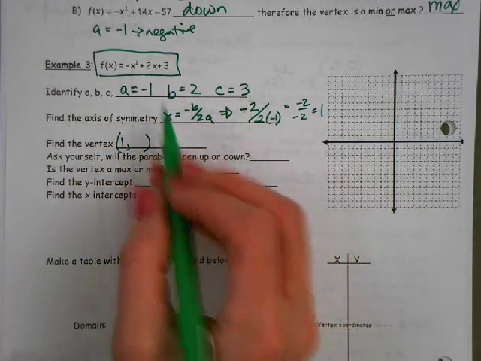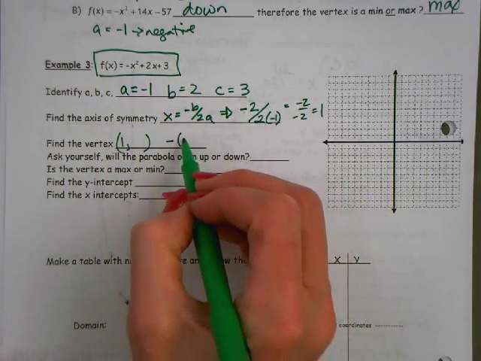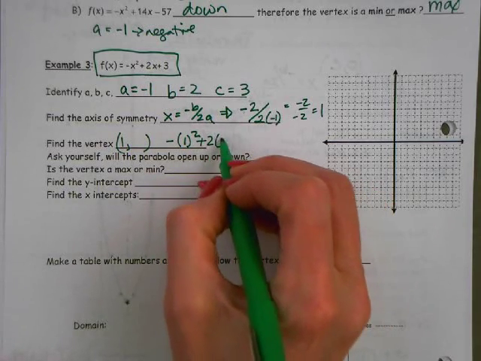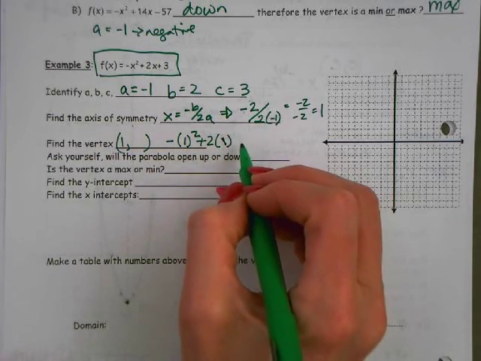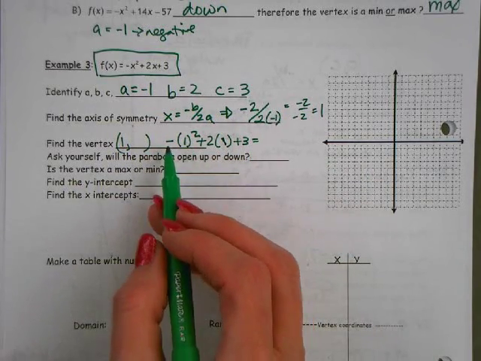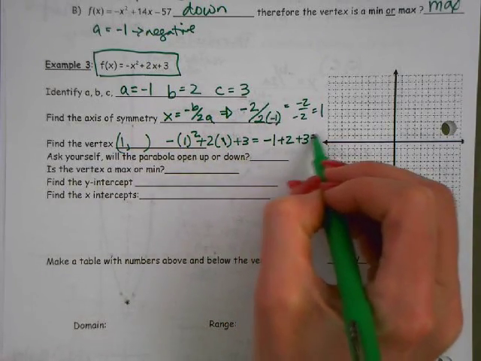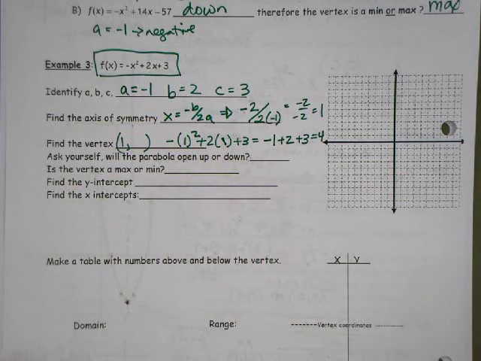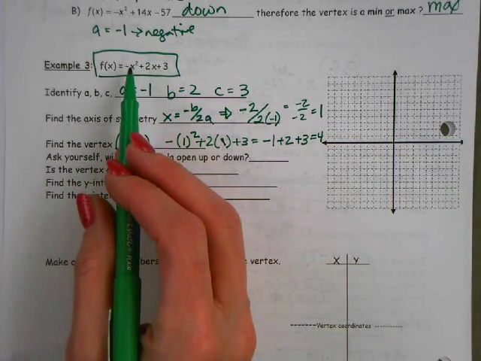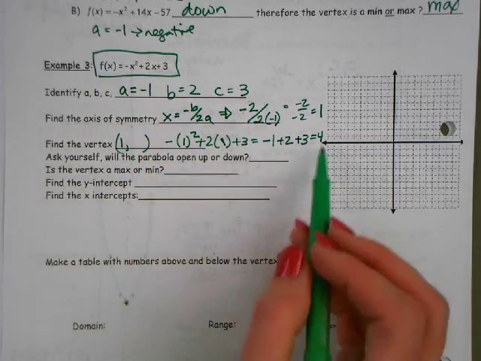My equation is negative x squared, so I put in 1 squared, plus 2 times x, which is 1, and then plus 3. So this becomes 1 squared, which is 1, times a negative, which becomes negative 1, plus 2 plus 3, and that's 4. Okay? Yes? It's outside of that x squared, right? So that's where you need to be careful with those negatives. So then your vertex is 1 comma 4.